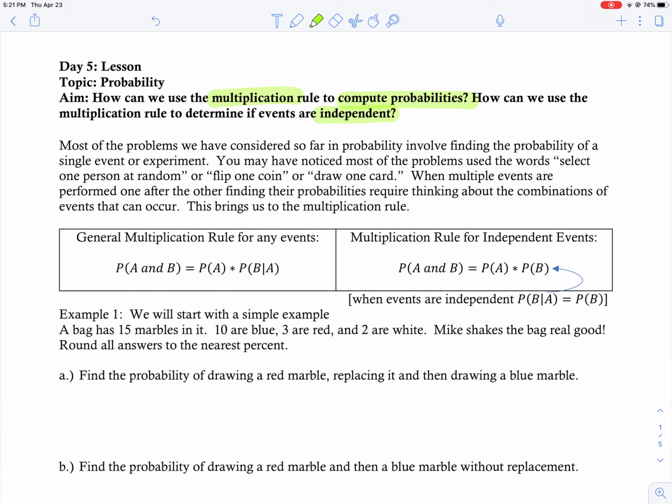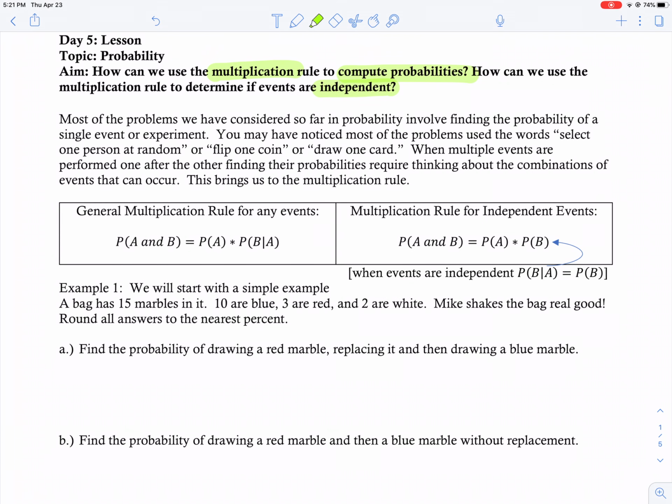So we do have this general rule for multiplication of events, which is the probability of A and B equals the probability of A times the probability of B given A. And yesterday we talked about independent events. So you see down here, when events are independent, the probability of B given A just equals the probability of B. Because if the probability of B equals the probability of B given A, then A and B have really no bearing on each other.